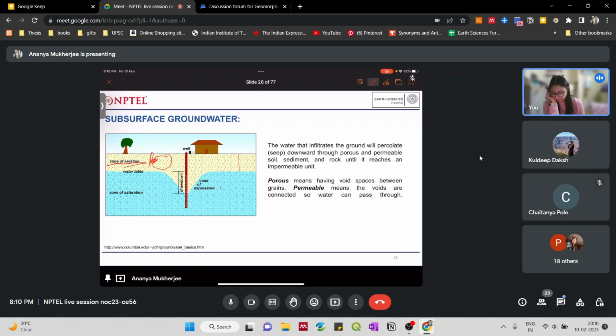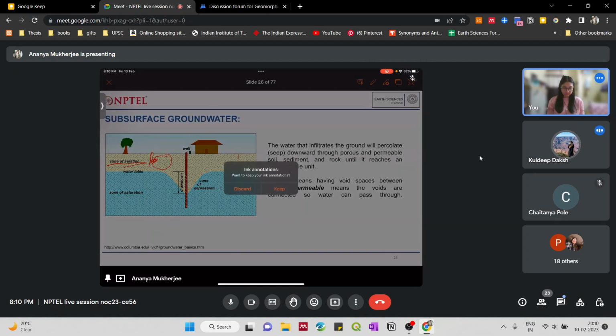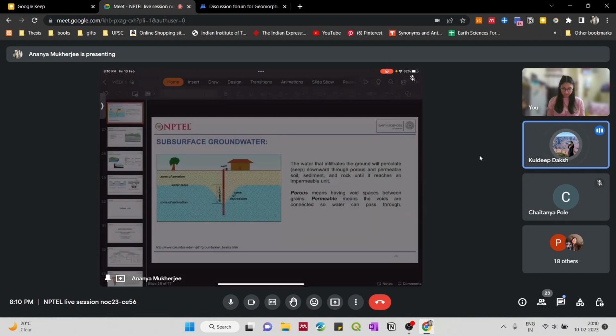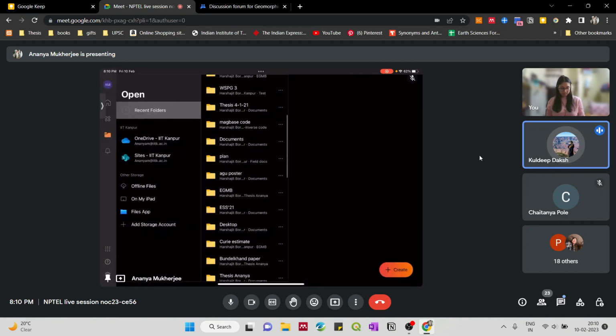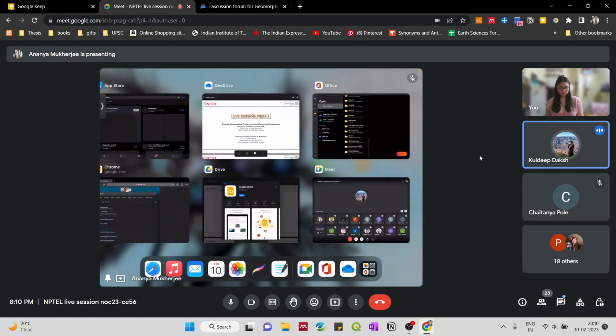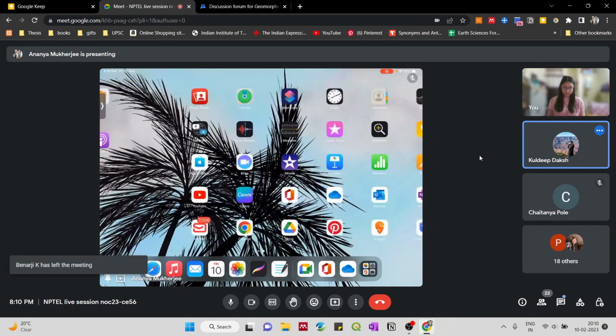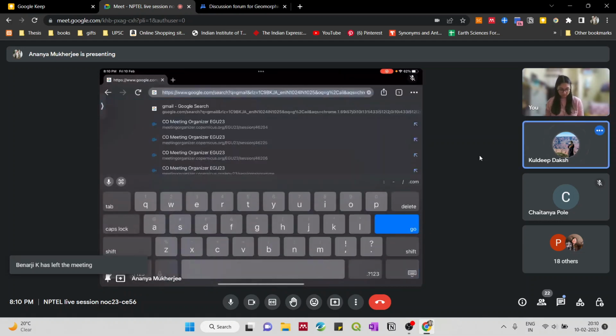I don't have a figure right now. Ma'am, I know about the water table. Below the water table there is the saturation zone. I'll just Google here.